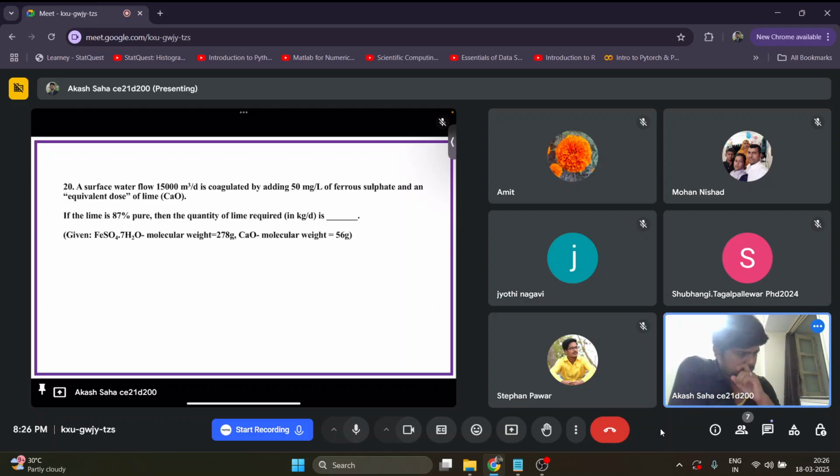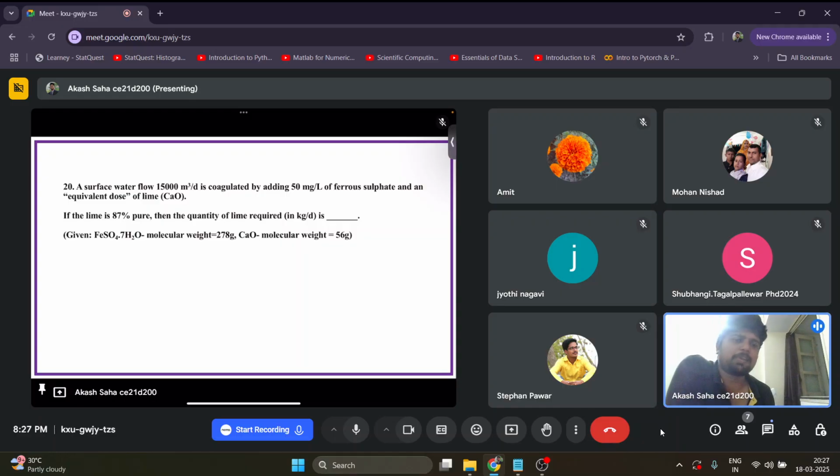Okay, one more problem we'll solve, I think. A surface water flow of 15,000 meter cube per day is coagulated by adding 50 milligram per liter of ferrous sulfate. So instead of alum, it is ferrous sulfate and equivalent dose of lime to take care of the alkalinity. If lime is 87% pure, what is the quantity of lime required? So I have to just calculate the lime quantity.